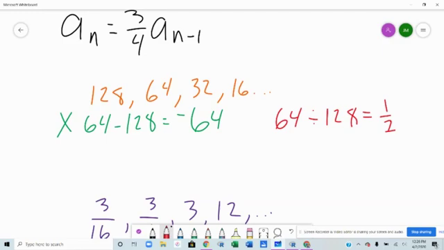Which basically means you're dividing by 2. So let's continue. Dividing by 2, I know is 64. 64 divided by 2 is 32. 32 divided by 2 is 16. So we have a geometric sequence with 1/2 as your common ratio, which means I have AN equals 1/2 times AN minus 1.